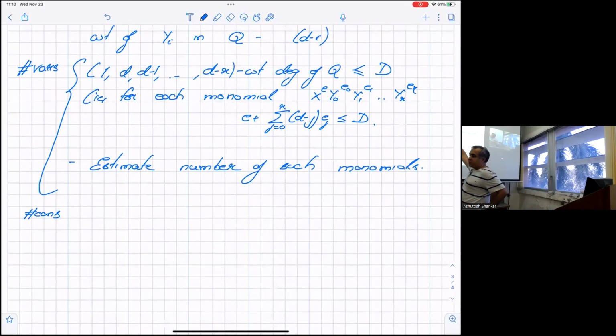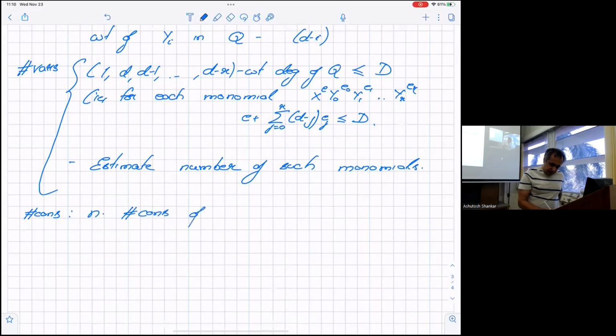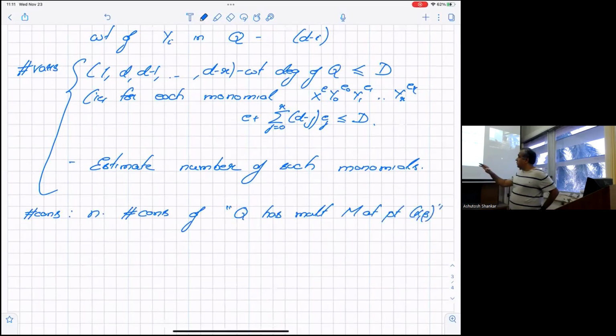This number is not an easy number to calculate. It's a number of points in some lattice. It's a number of integer points that are weighted, with utmost capital D. Then you want to look at the number of constraints. What is each constraint saying? Each constraint is stating that Q has multiplicity m at point alpha, beta. So it's n times that.